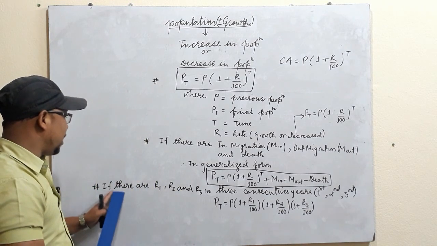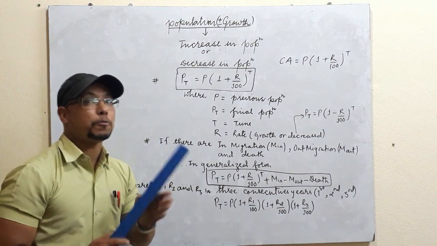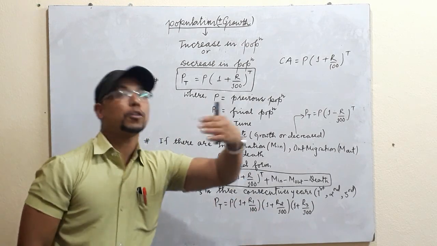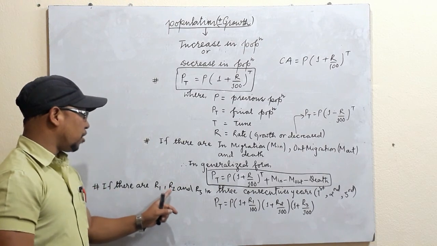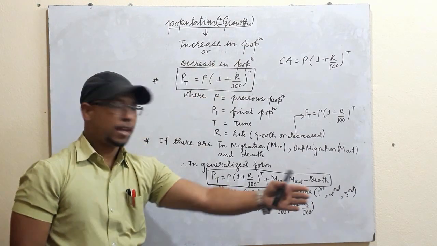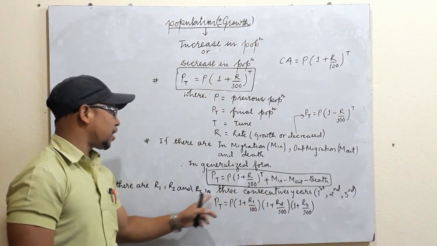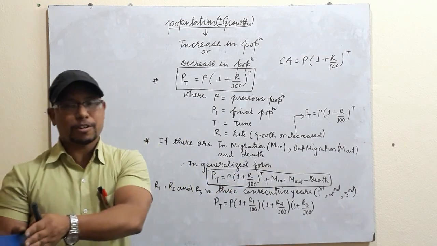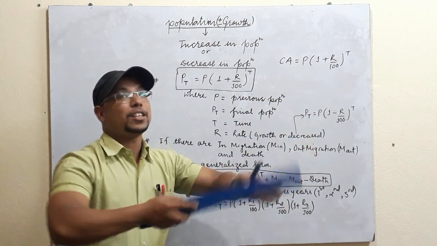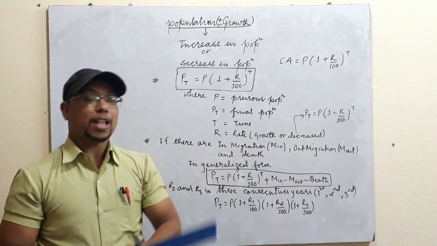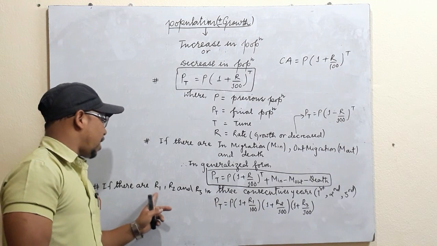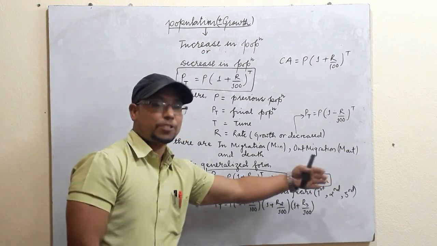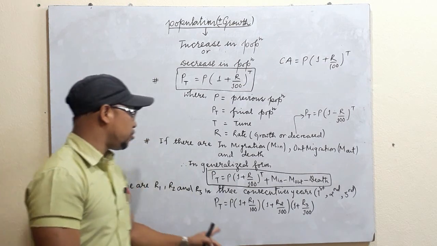The other one is this: if three rates are given, or more than three rates, or two rates, if more than one rate is given, like R1, R2, R3, and so on. Say three consecutive years are given, like in the first year this much rate, in the second year this much rate, and in the third year this much rate, and so on. If different rates are given for different consecutive years, like first year, second year, third year, then your formula reduces to this one.